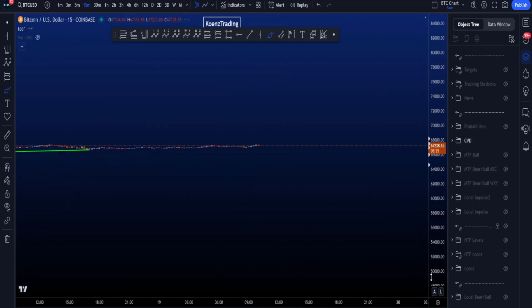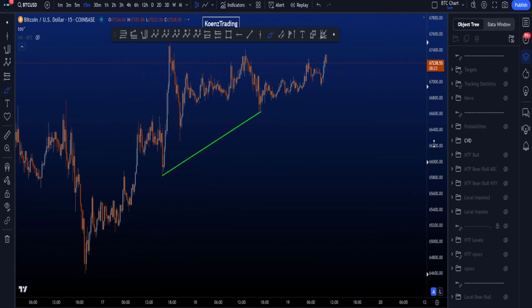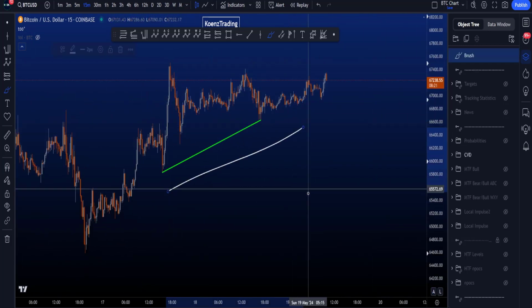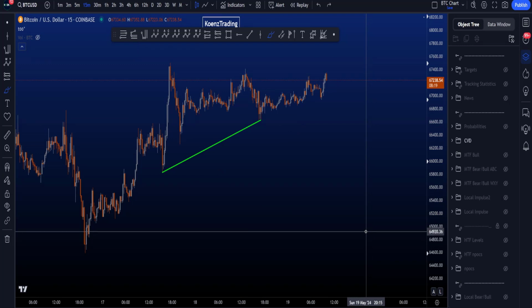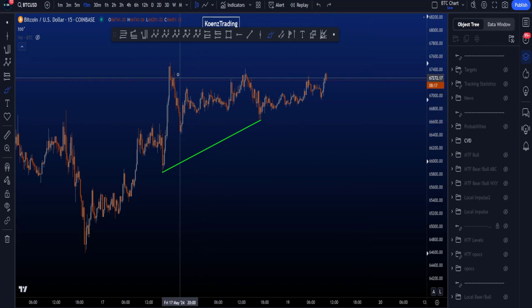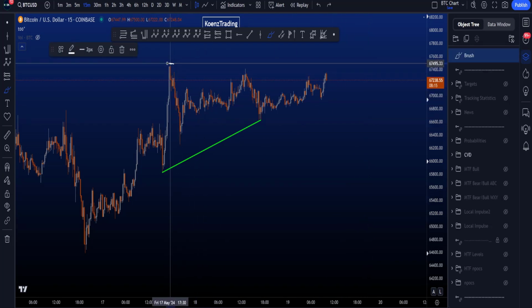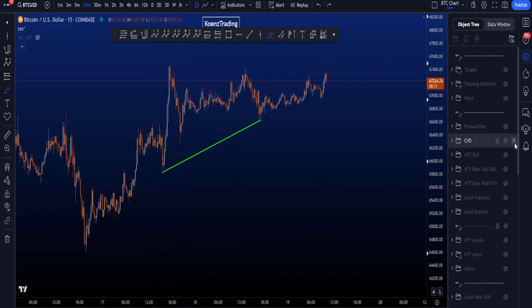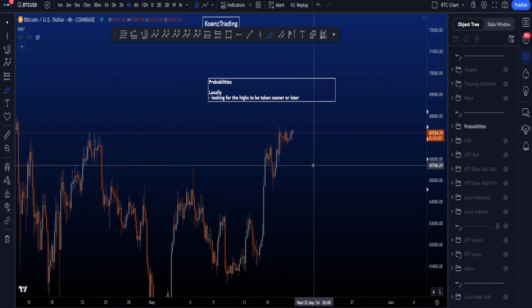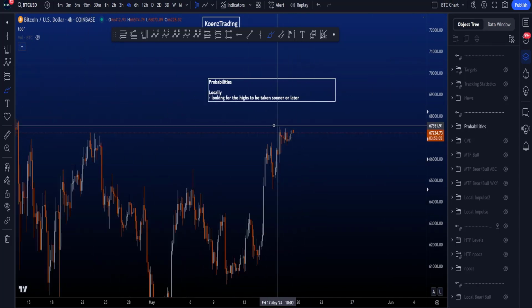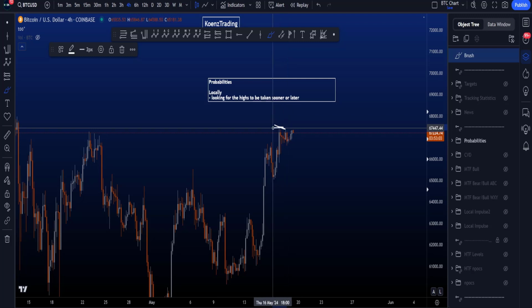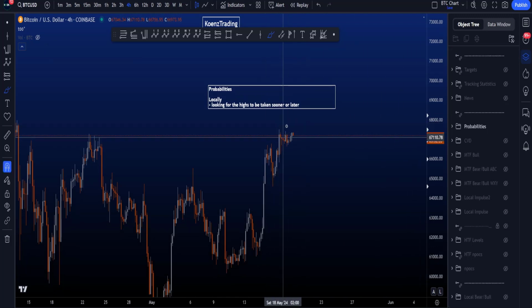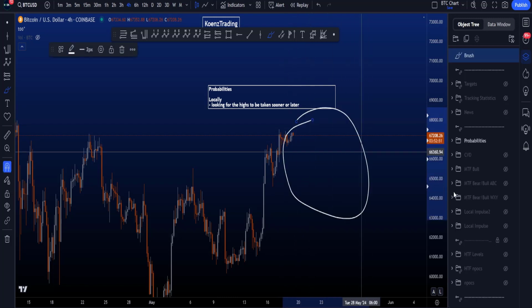Locally, we do have some CVD divergences. We have bullish CVD divergences on the chart, higher low in price, lower low on the CVD, and the target for this CVD divergence is price taking out this high over here, and the invalidation would be for price to take out the low. So if we then look at the probabilities of the different scenarios, it's at the moment very simple. We're simply looking for price to sooner or later take out the high at 67.5k, and then once price moves towards the upside, it's all about the retracement.